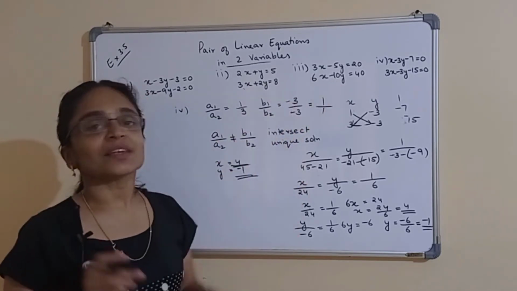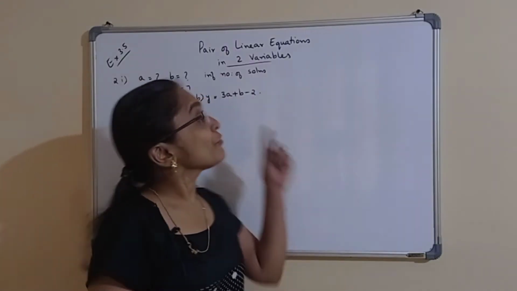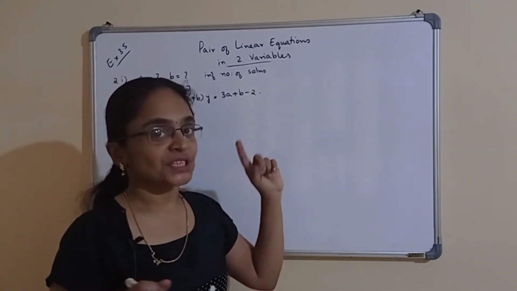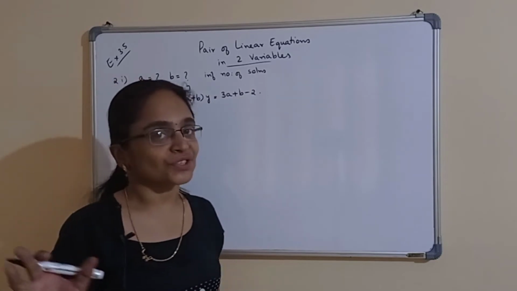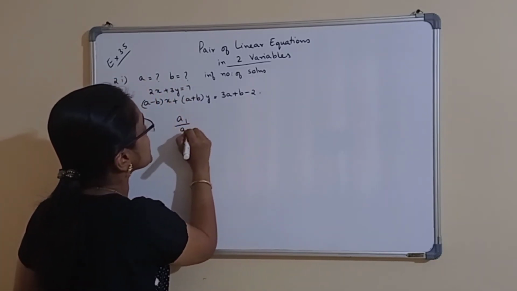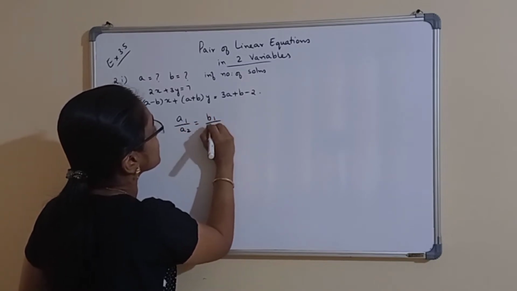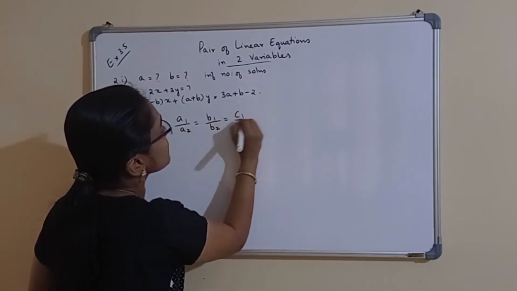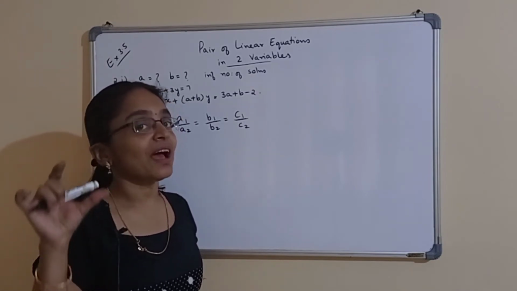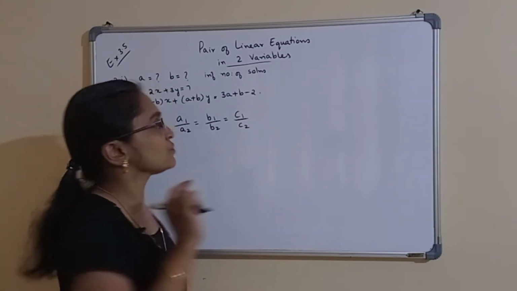of linear equations. Next question, for what values of a and b does this pair of linear equations have infinite number of solutions? Infinite number of solutions means a1 by a2 is equal to b1 by b2, which is equal to c1 by c2. That is, the lines are coincident. That is, they will have infinite number of solutions.